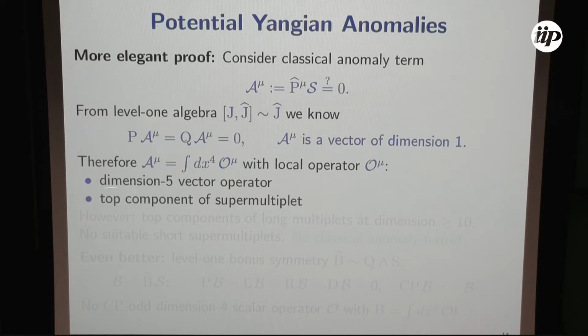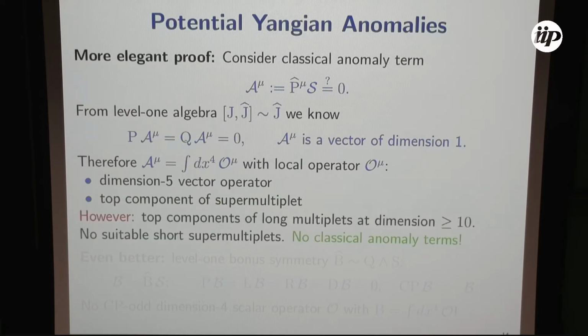And this local operator should now be a dimension 5 operator, because you have this dimension 4 integral measure here. And it should be the top component of a supermultiplet. This is what this statement tells you.